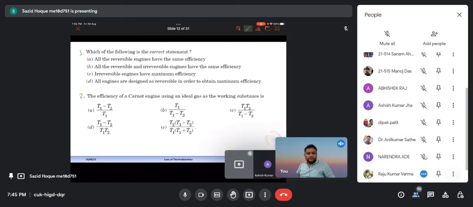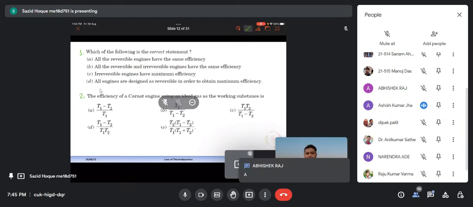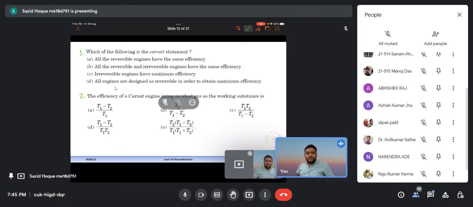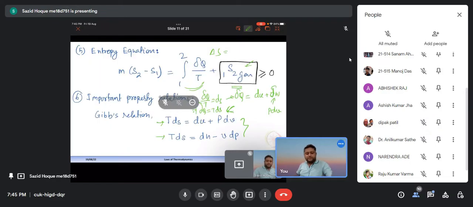D. Who is saying D? Okay. D is like all engines are designed as reversible in order to obtain maximum efficiency. Actually, we cannot even obtain a reversible process in real life. This is the problem. This entropy generation will be there in a system always.